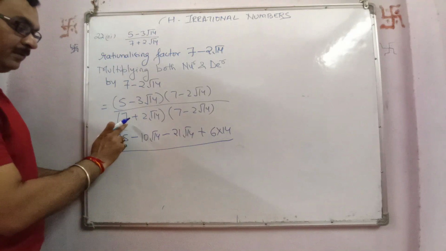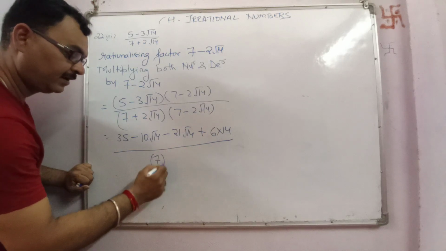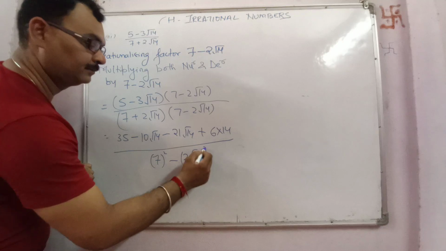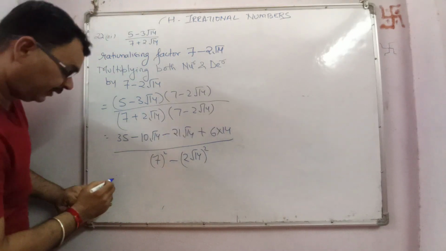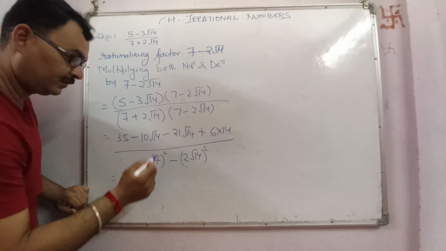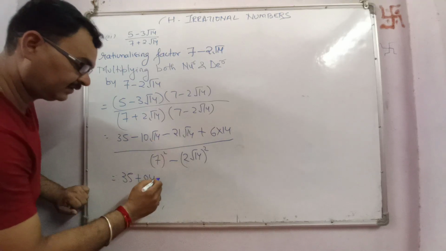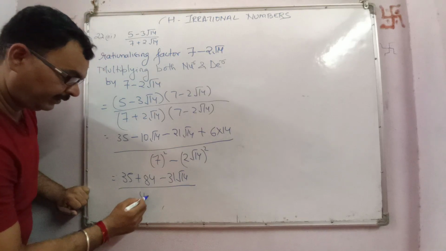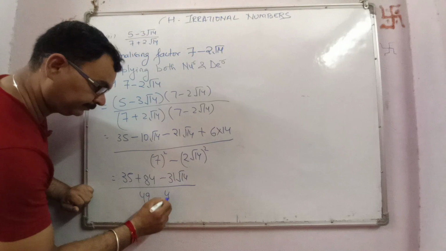Now at the denominator we have the format a plus b into a minus b, which is the difference of squares. Square of 7 minus 2 root 14 square. Okay, 5 into 7 is 35, plus 6 4 is 24, 2 6 1 is 6, 2 84, minus 10 root 14 minus 21, that is minus 31 root 14. Okay, 49 minus 4 into 14.